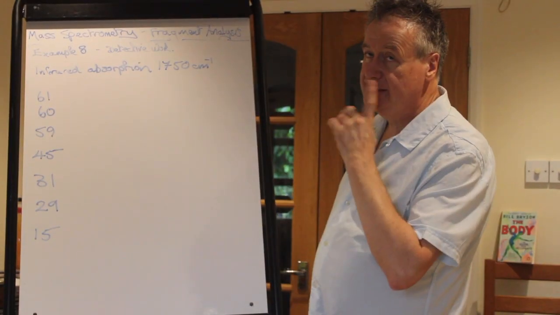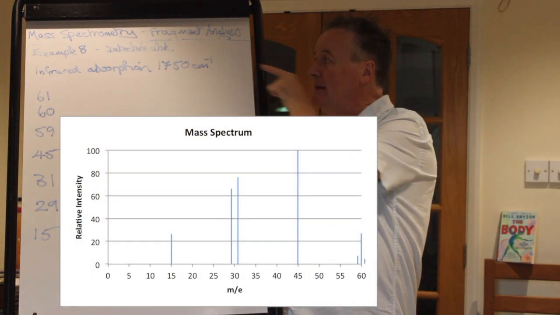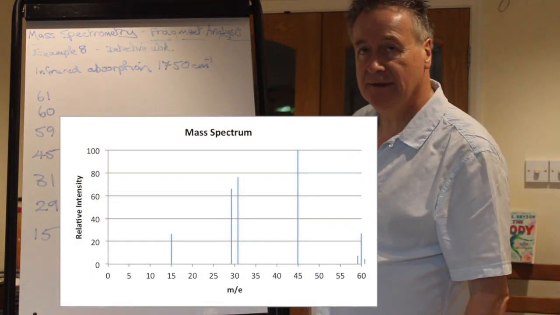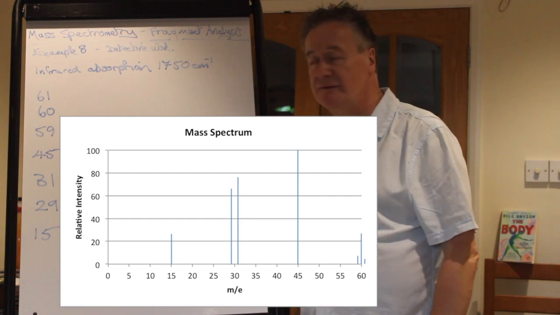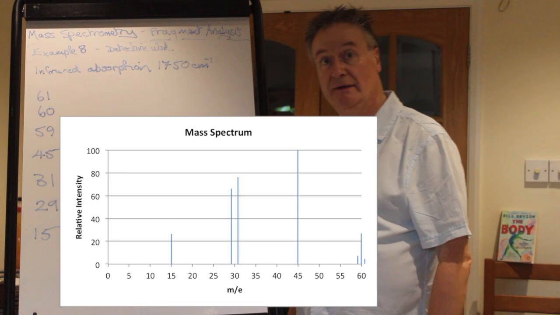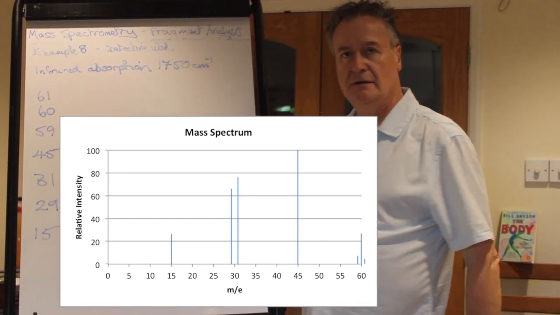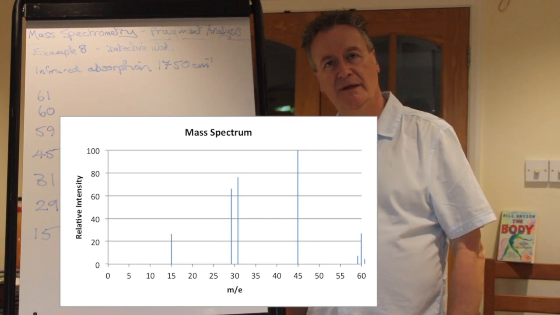So here we are with the last example. A bit more detective work. Additional piece of information: there's an infrared absorption at 1750 wave numbers. Surely by now you should have done the infrared video. Here are the peaks that crop up on the simplified mass spectrum.